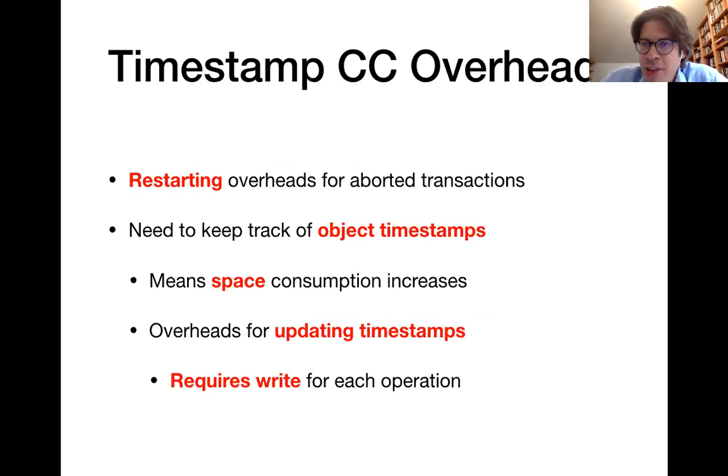So for timestamp concurrency control, we also have a couple of overheads. Like for the optimistic concurrency control, we also might have overheads due to restarting and aborting transactions in case of conflicts. Also, here we need to keep track of object timestamps. We need to keep track of the read and the write timestamp for all objects in my database. And depending on the granularity, if you're talking, for instance, about single rows, which is typical, then having to store two timestamp values for each of those rows could actually mean a little bit of space overhead.